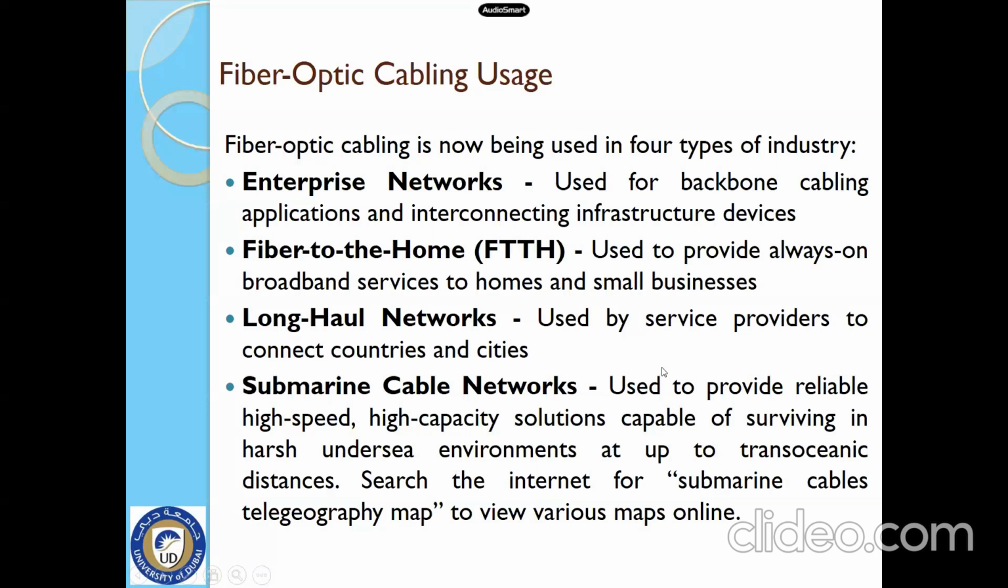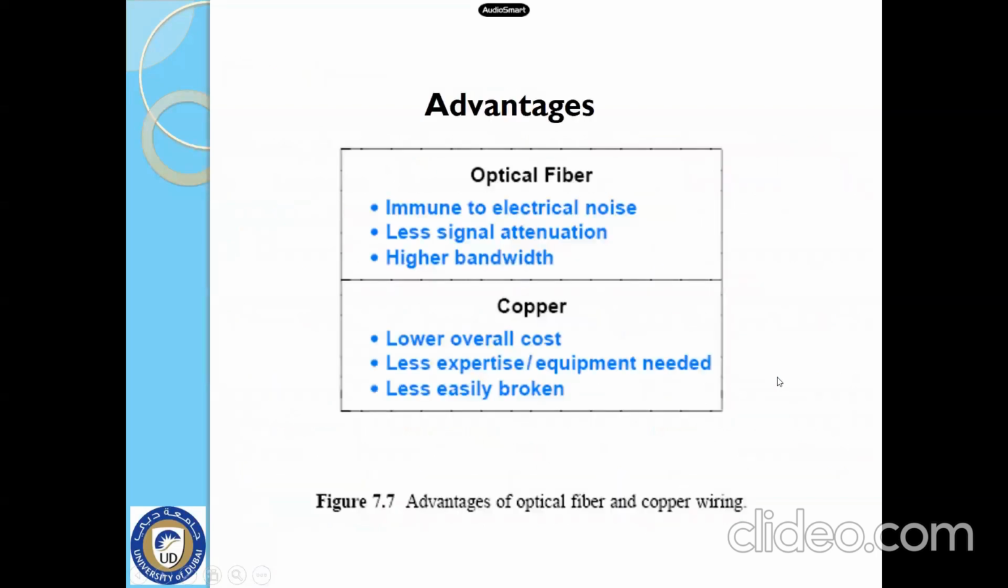All right, so fiber optics. Let's talk about the advantages of each one of them. Fiber optics is immune to electrical noise, has less signal attenuation, and higher bandwidth. Now, copper is lower in cost, needs less expertise and equipment, it's not complicated, and it's not easily broken when compared to the fiber optic. So this slide describes the advantage of each connection. Here, I did not include the coaxial cable. As I mentioned, coaxial cable is limited in application, and it's more into just cable TV.